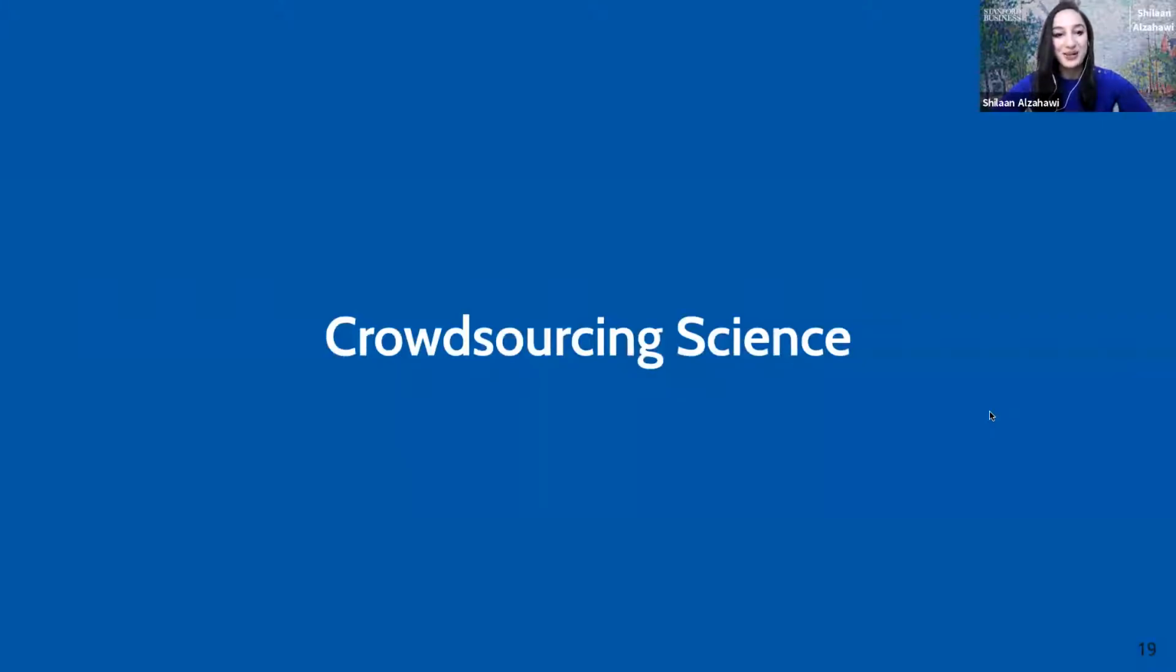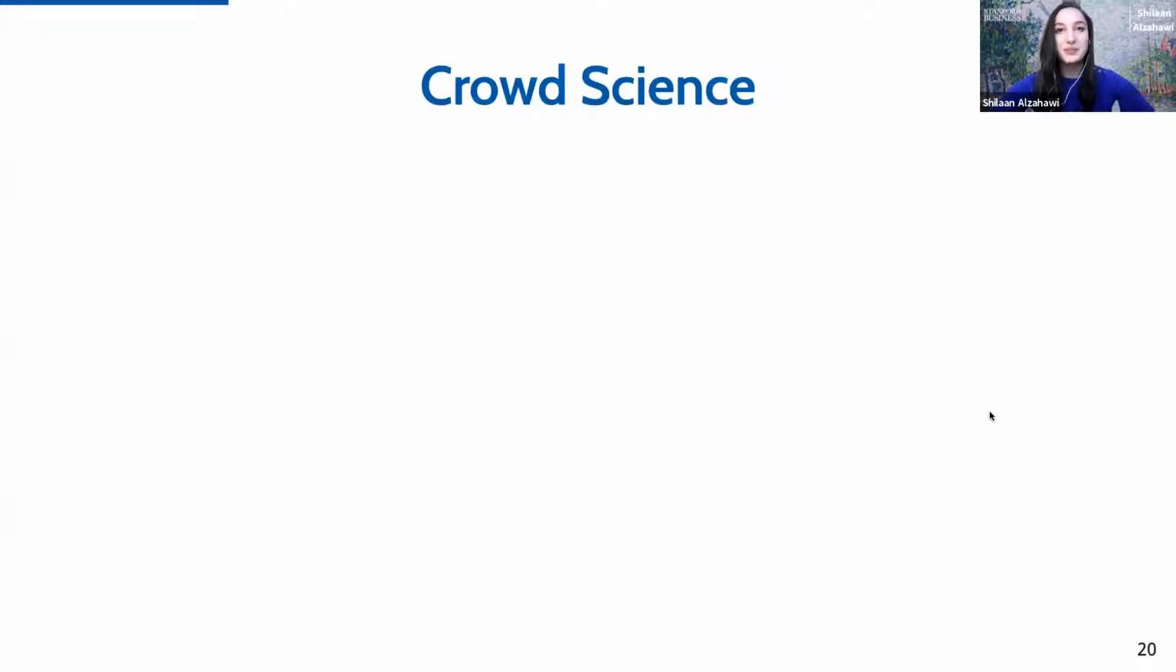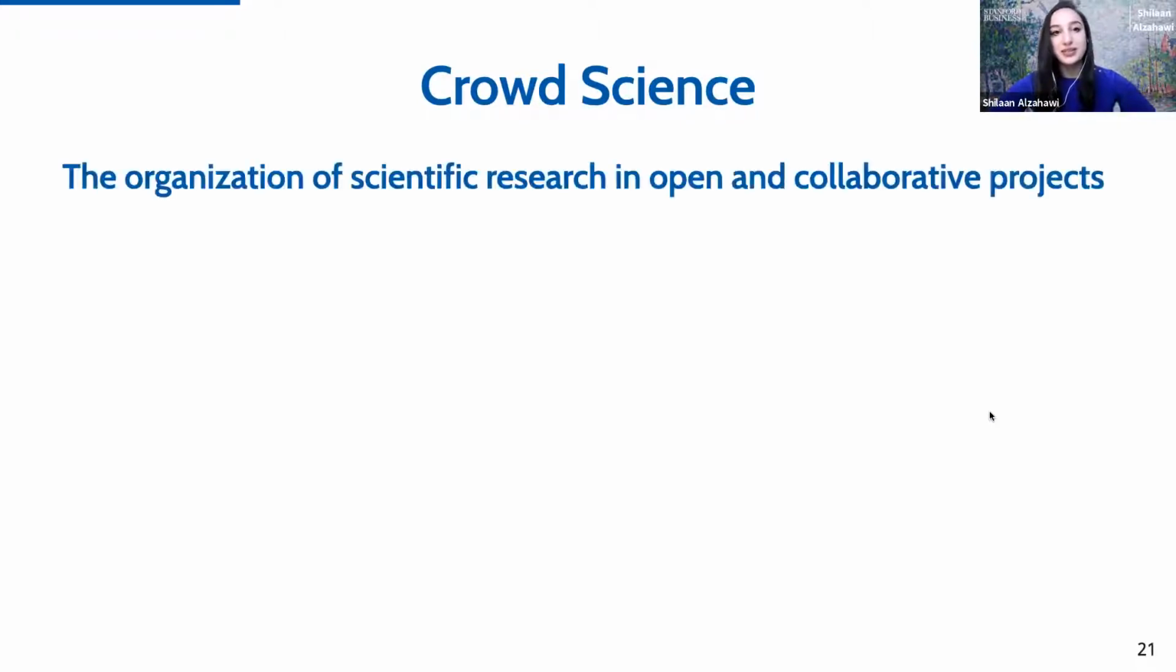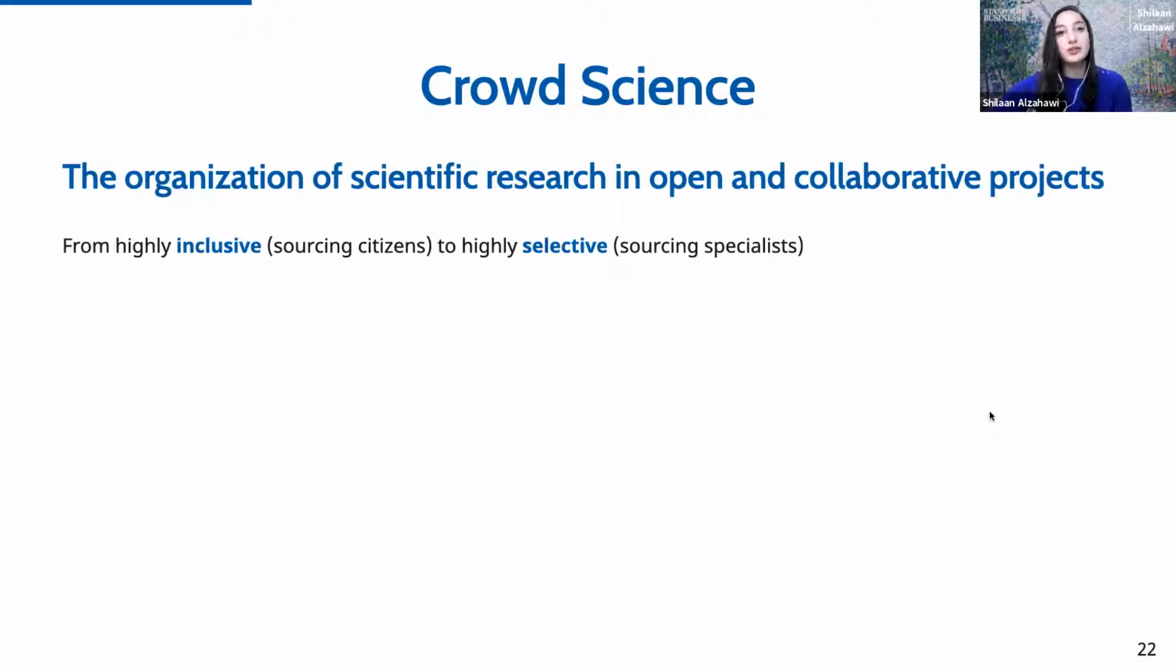So let's talk about crowd science. I think that Nicholas already gave a great introduction, so I'll keep it quite short. Crowd science is defined as the organization of scientific research in open and collaborative projects. And these projects can range from highly inclusive, such as when we source citizens, to highly selective, for instance, when we source specialists, like academics, which is what I'll be talking about today.